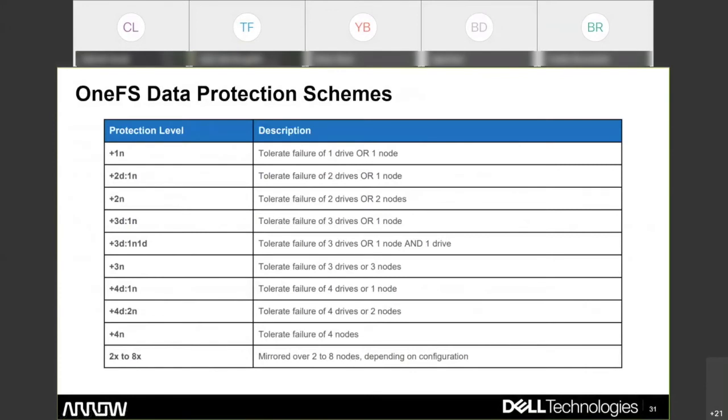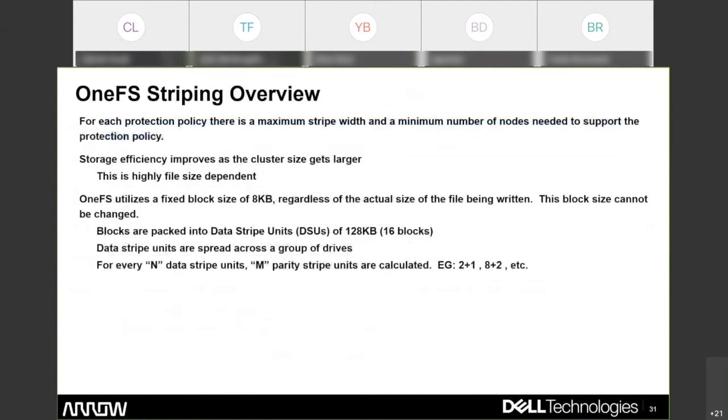So here's a list of the data protection schemes. Again, 2 drives, 1 node is the default. As we go down this list, 2 things happen. You need more nodes in order to accommodate it, because I've got to have more nodes to stripe across, and I get more efficient as I continue to add more nodes. There's less overhead as I can stripe across more nodes instead of having to maybe put two parts of a stripe on a single node. I get more efficient, and that definitely speaks to the TCO story for Isilon and PowerScale.